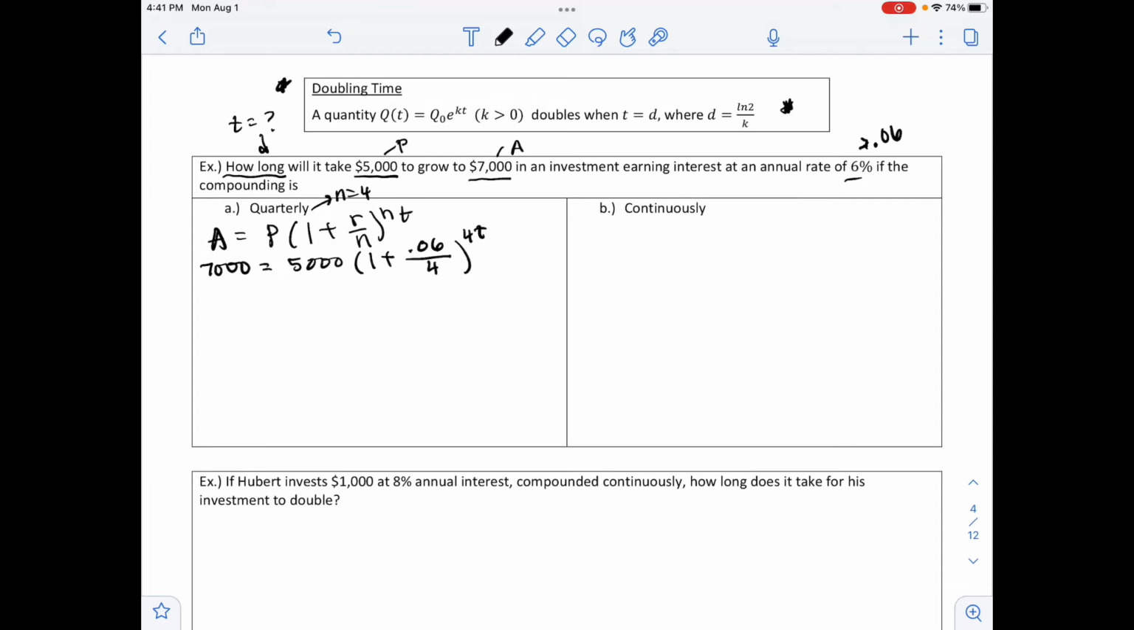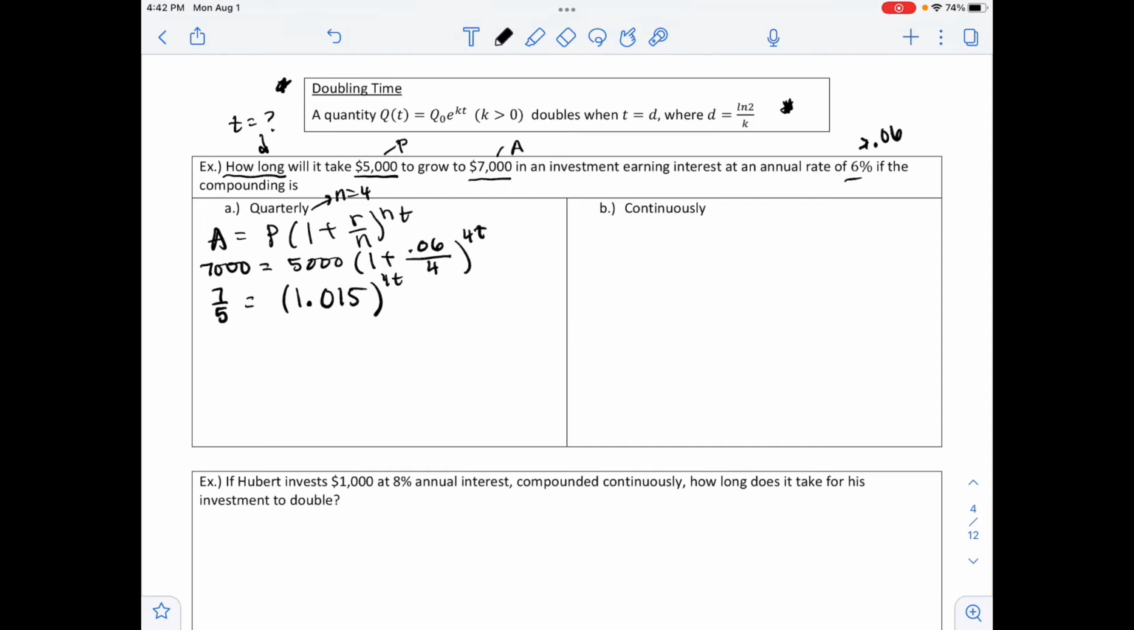So from here, I can solve this and simplify this before I have to actually worry about that unknown variable. So to simplify this, I'm going to divide both sides by 5,000. So we get 7 over 5 equals, and I can simplify what we have in that parentheses, which is 1 plus 0.06 divided by 4, or 1.015. And this is raised to the 4t.